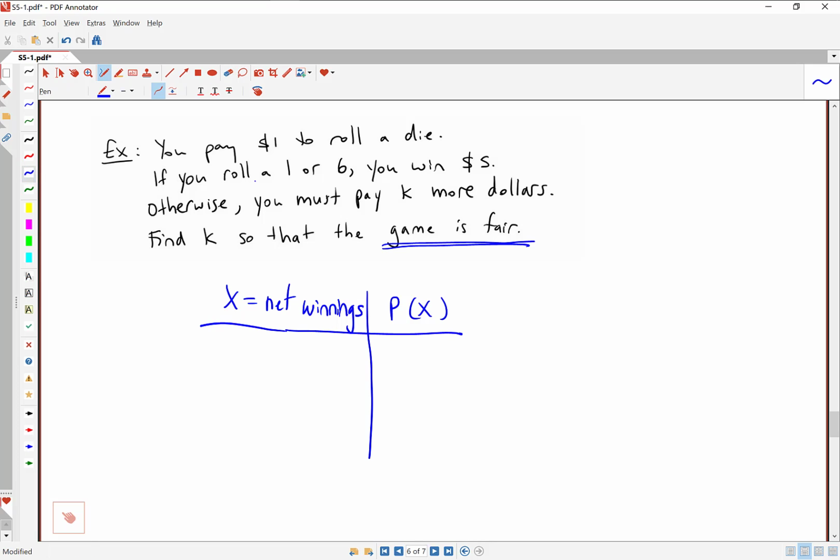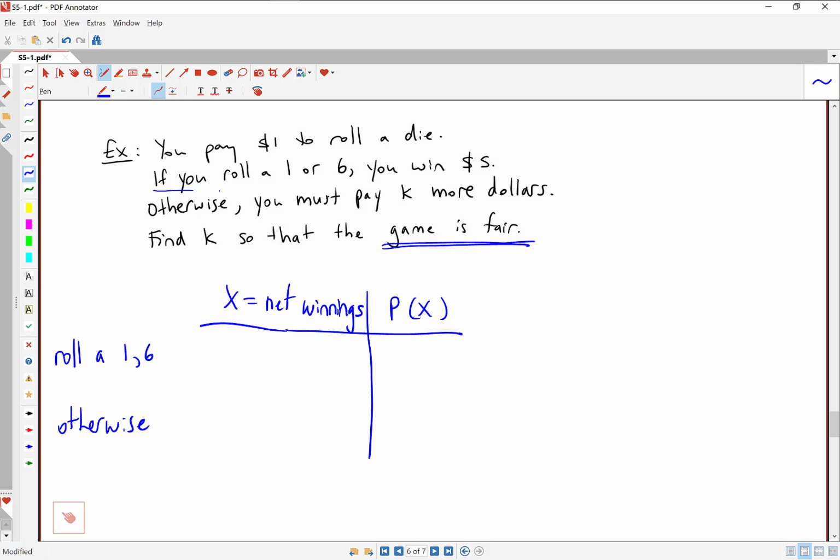So let's think about the two scenarios here. You could have a winning scenario where you roll a 1 or a 6, or you could have a losing scenario. I'll just say otherwise. If you roll anything else, you're in a losing scenario. So let's see if we can figure out our net winnings in each case. That is how much money we're walking away with after this experiment is done.